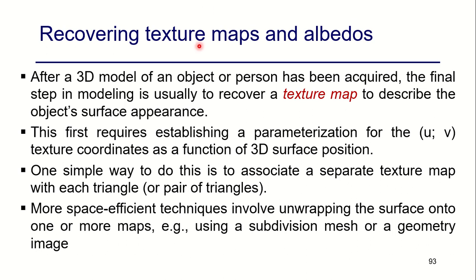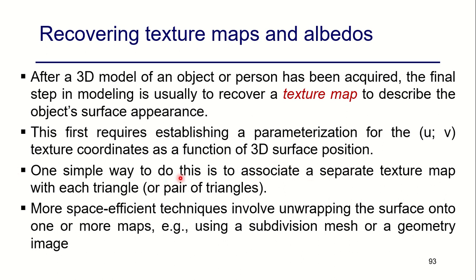Recovering the texture maps and albedos. After a 3D model of an object or person has been acquired, the final step in modeling is to recover a texture map to describe the object's surface appearance. This first requires establishing a parameterization for the u, v texture coordinates as a function of 3D surface position.